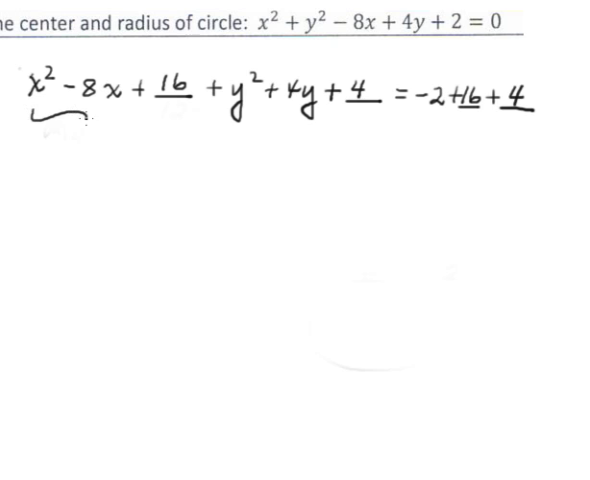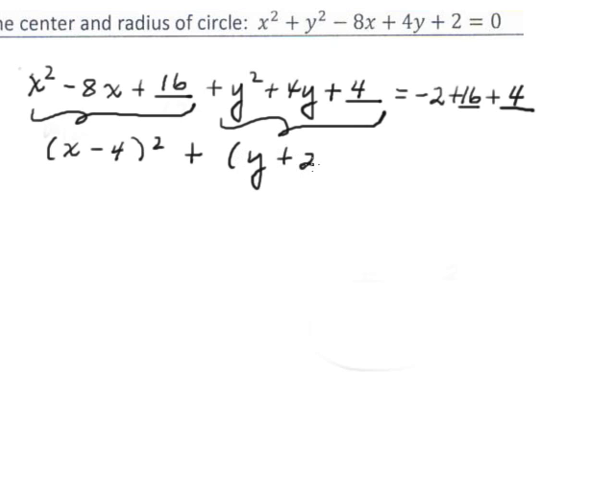Here completing the square, we have x minus 4 squared. And here factor, we have y plus 2 squared is equal to, let's add this up, and we get 18. So now the circle is in standard form, so we can just read off the center, 4 and minus 2, and the radius is the square root of 18.